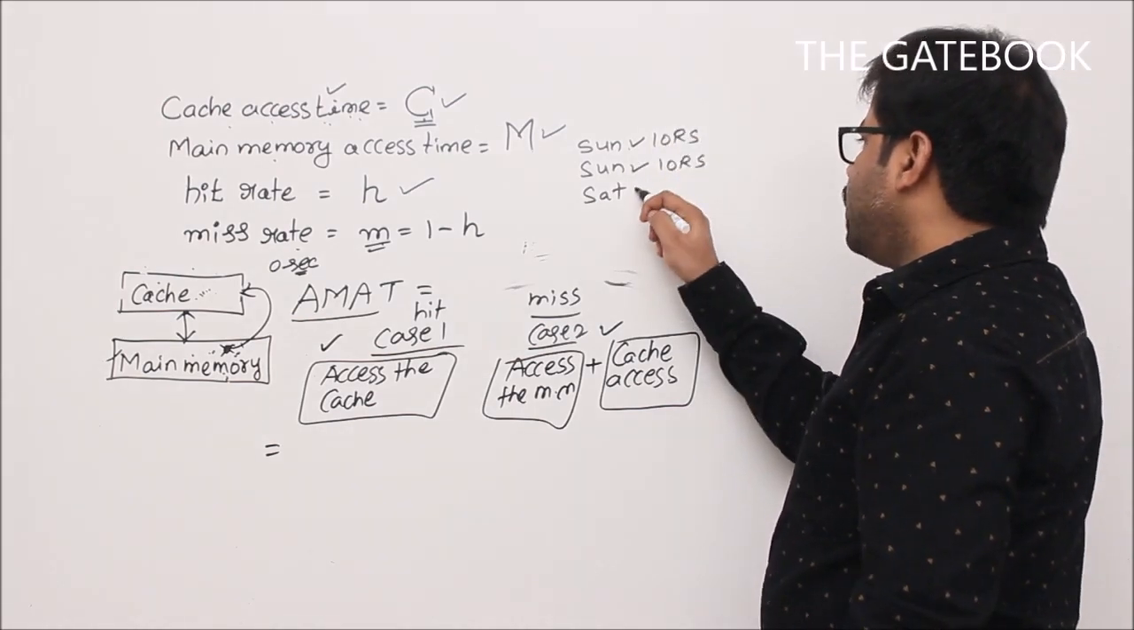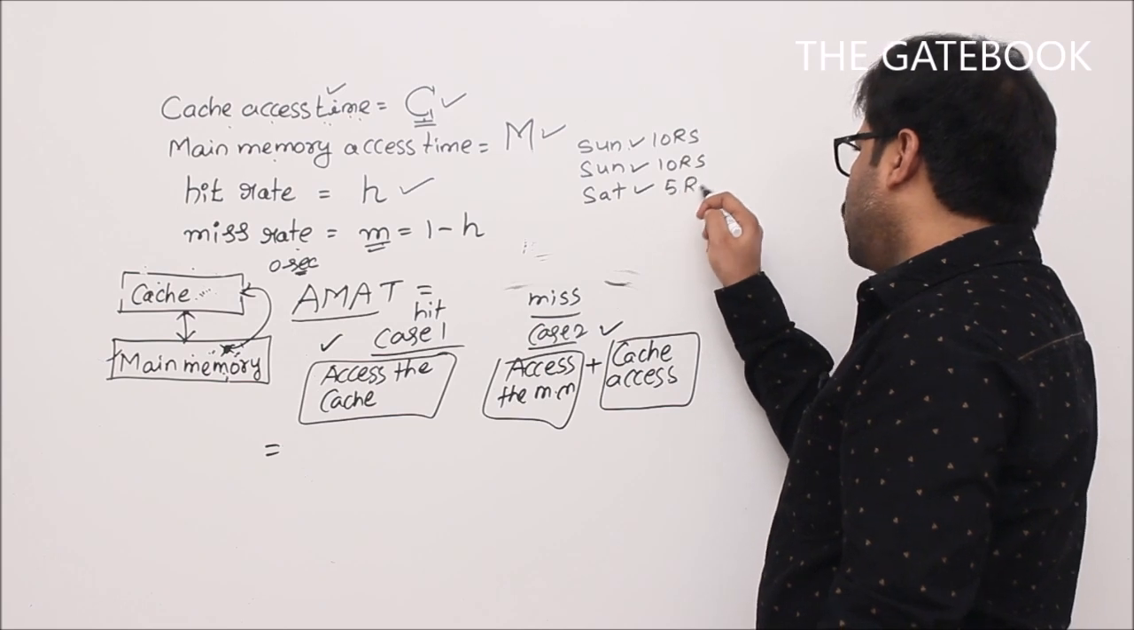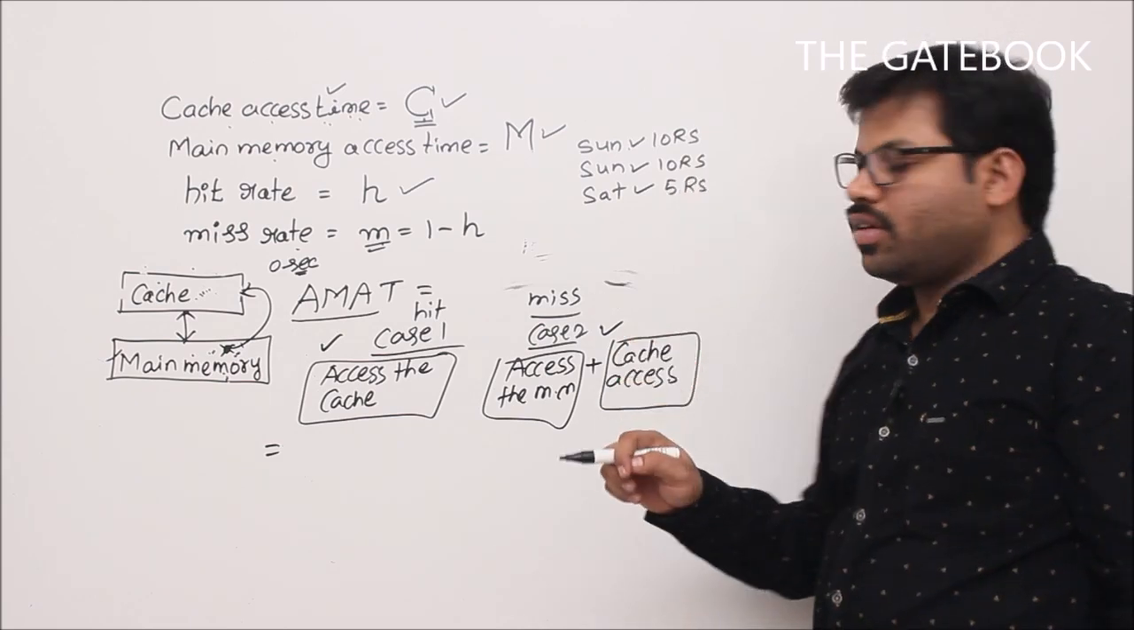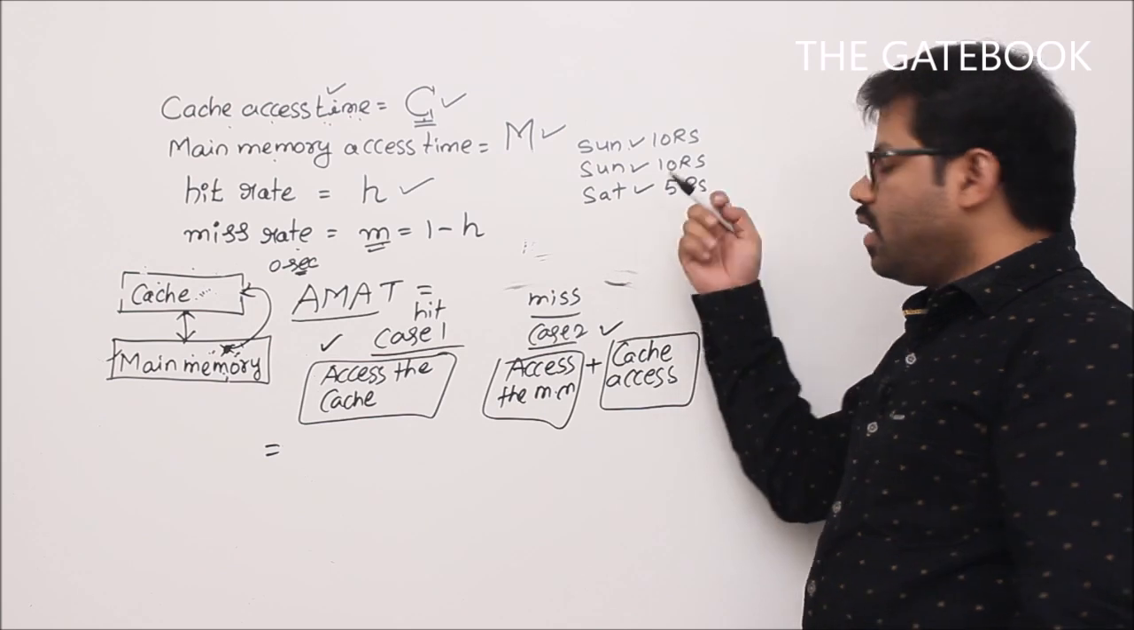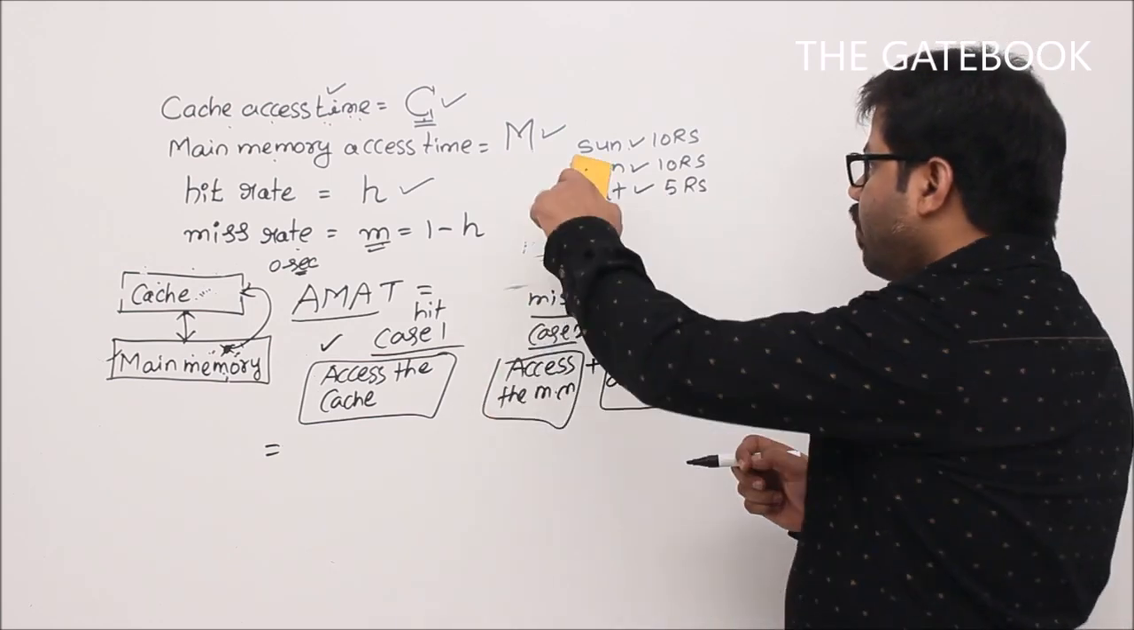Okay. Then Saturday your profit is 5 rupees. Then what is your average profit? (10 + 10 + 5) / 3, correct? Similarly, can I say one thing?